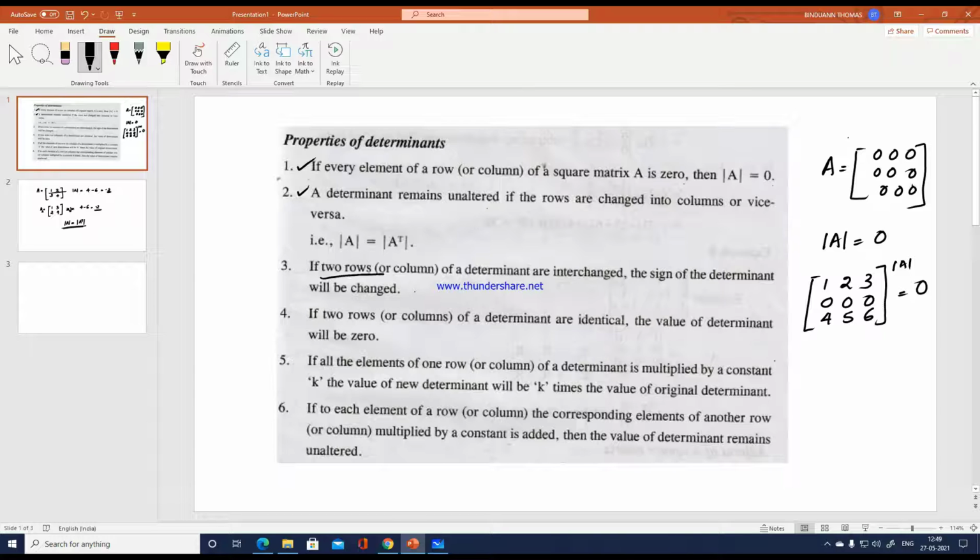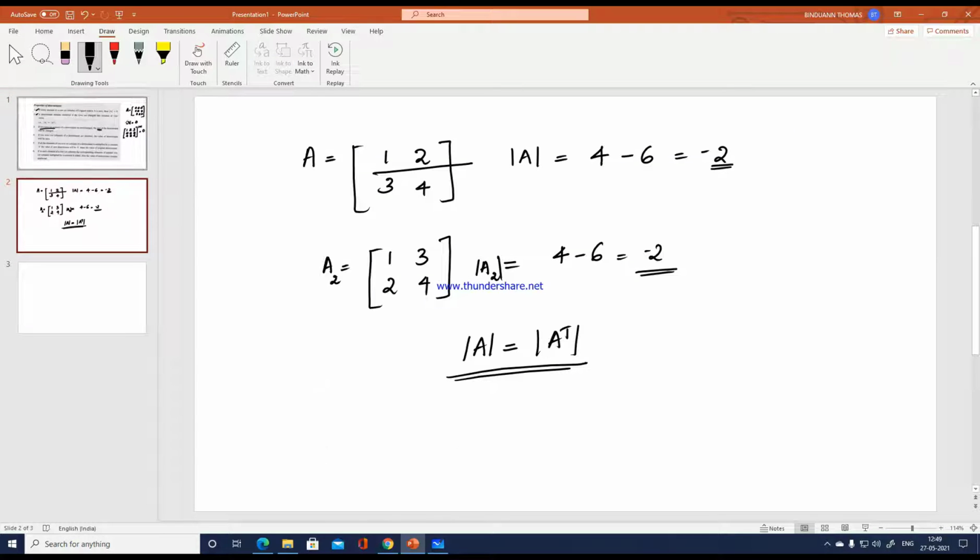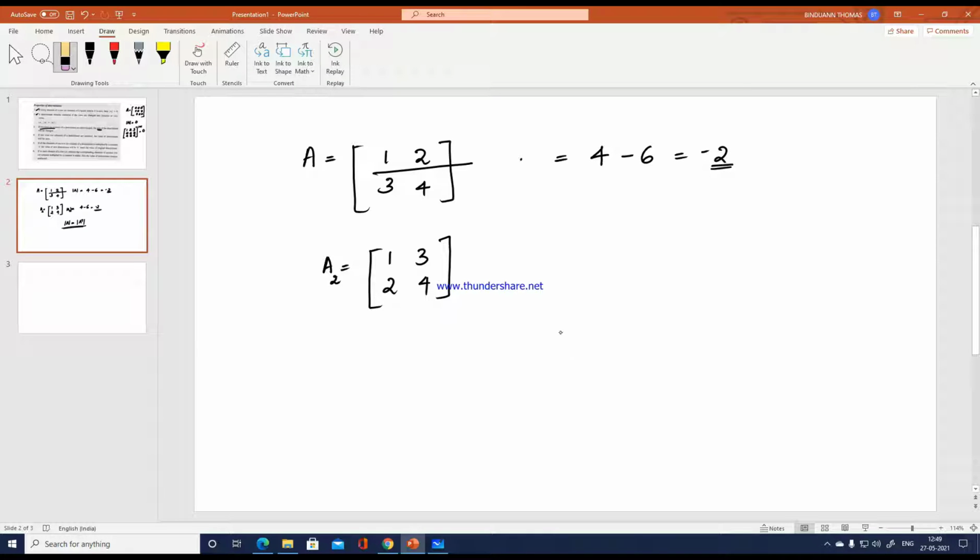If two rows or columns of a determinant are interchanged, the sign of the determinant will be changed. So if you interchange the rows or columns of the determinant, the change will happen in the sign of the determinant. So let's see this same example. We got this determinant as minus 2.